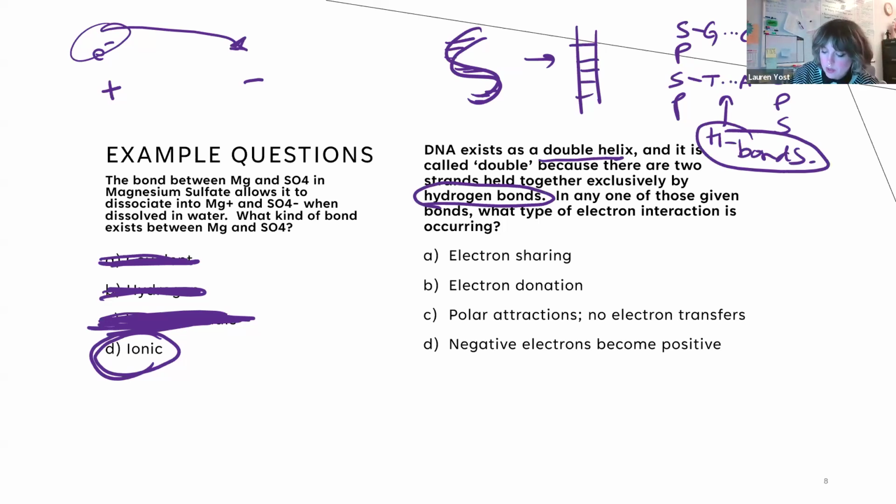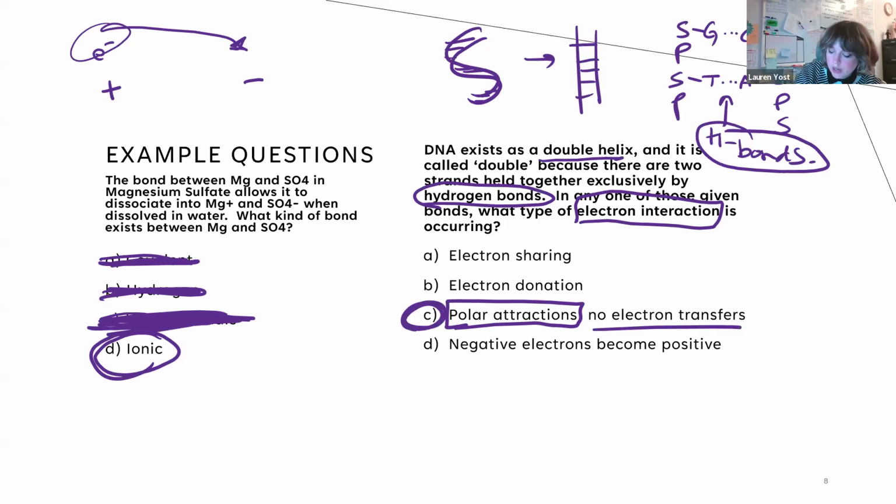Okay. In any one of those given bonds, what type of electron interaction is happening? Are we actually having interaction with electrons there? No, we are having attractive forces between polarities, polar attractions. No electron transfers. So our answer is C here. We're not sharing electrons. We're not donating electrons. And negative electrons are not becoming positively charged. That's not what's happening here. Normal chemistry stuff here. Okay.